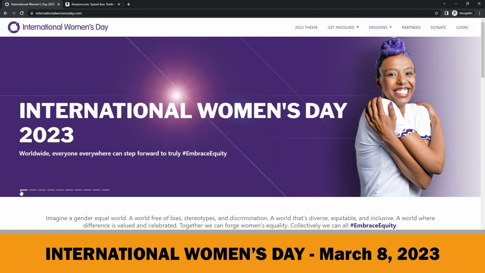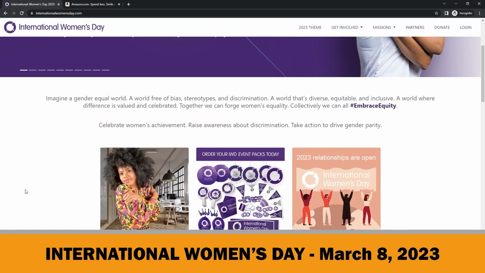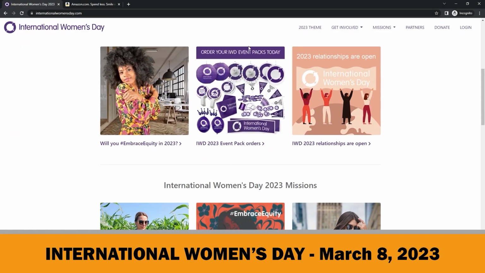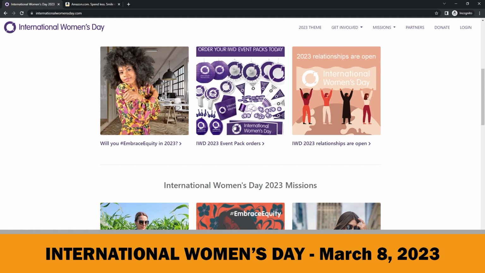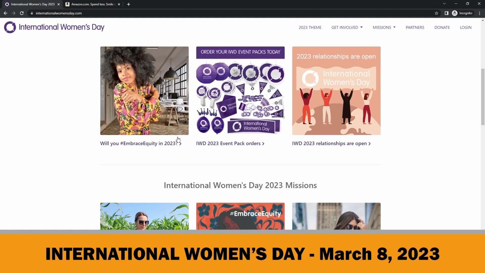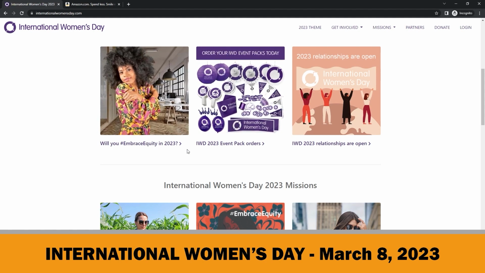Let's continue with March. International Women's Day is a global day celebrating the social, economic, cultural, and political achievements of women. You can check on this site the theme of 2023. Also, you see the event pack here. You may use the purple color on your covers, but do not use or copy their logo.